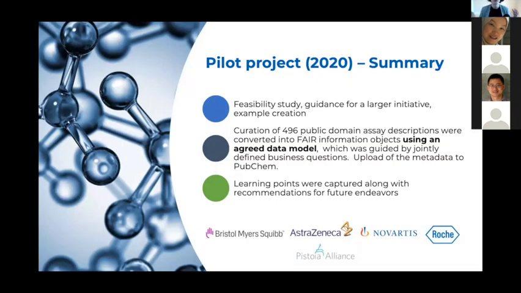So this pilot project for DataFAIRy was really just that. It was a pilot. It was a kickoff to see what the larger project might look like, to learn some lessons so we could be better prepared moving forward. At the start of this project, we focused on just 500 public domain assays, which the goal was to convert into a FAIR format using an agreed upon data model, and that would answer the defined business questions.